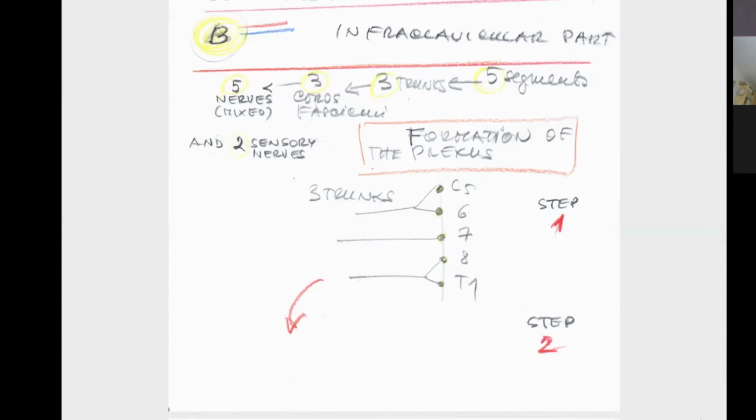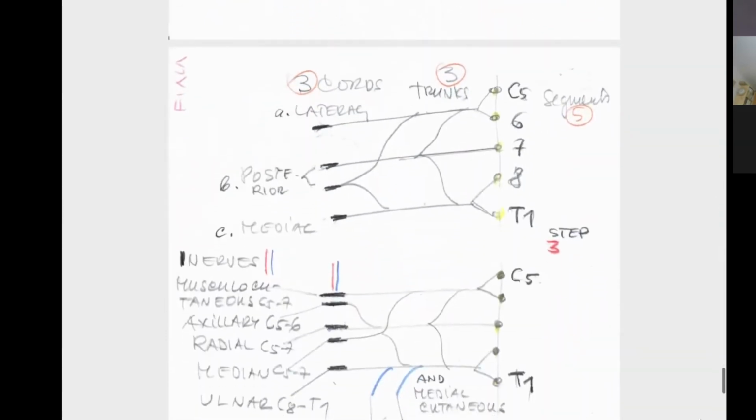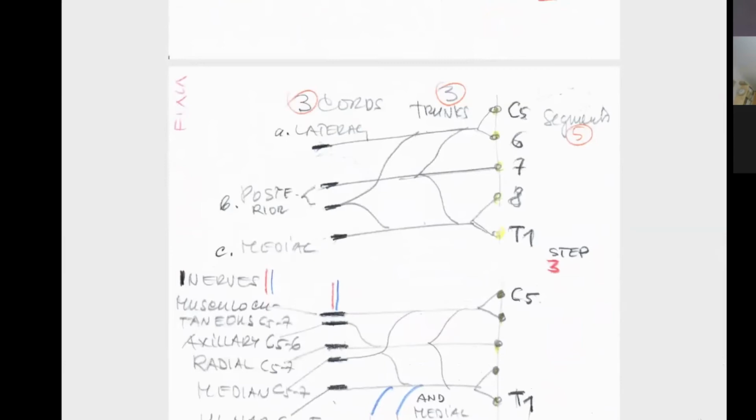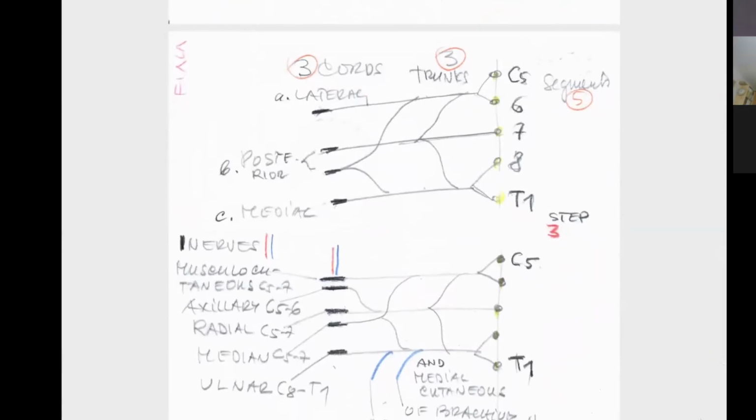The next page shows the second step. And this step is also very clear. Starting again from the right side, we see the segments C5, C6, C7, C8 to T1. The three horizontal lines are those three trunks.